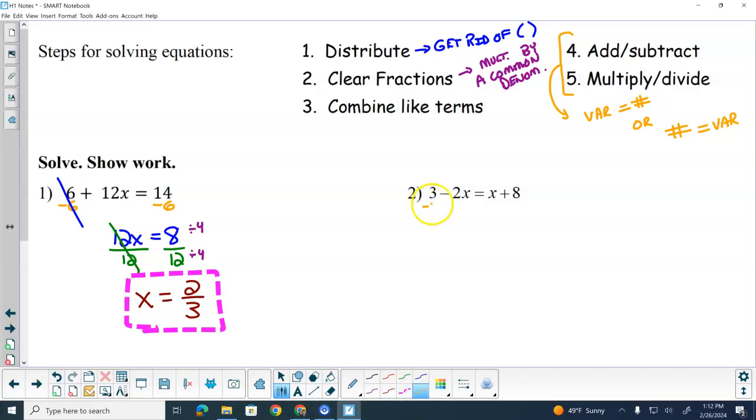Subtract 3 from both sides first is what I heard. Some of you might have subtracted x, that's fine. We'll just keep working, you'll get the same answer. So then we've got negative 2x equals x plus 5. Then I would subtract x.